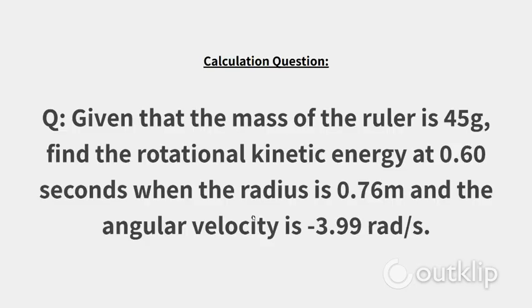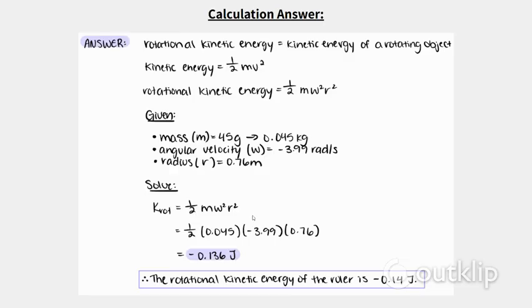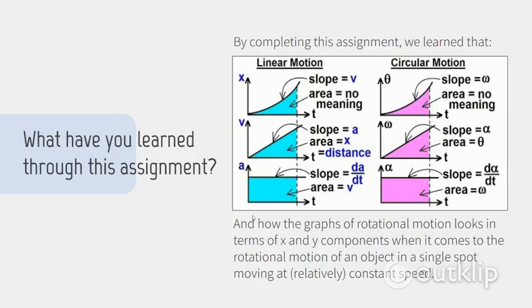For our question, we said that given the mass of the ruler is 45 grams, find the rotational kinetic energy at 0.6 seconds when the radius is 0.76 meters and the angular velocity is negative 3.99 rads per second. We use the kinetic energy formula, which is 1/2 mass times velocity squared. Using the values given in the question, we finished with negative 0.136 joules as the amount of rotational kinetic energy possessed by the ruler.